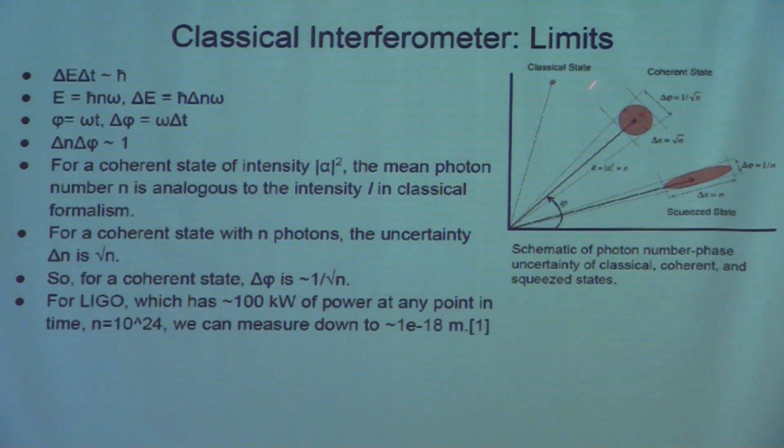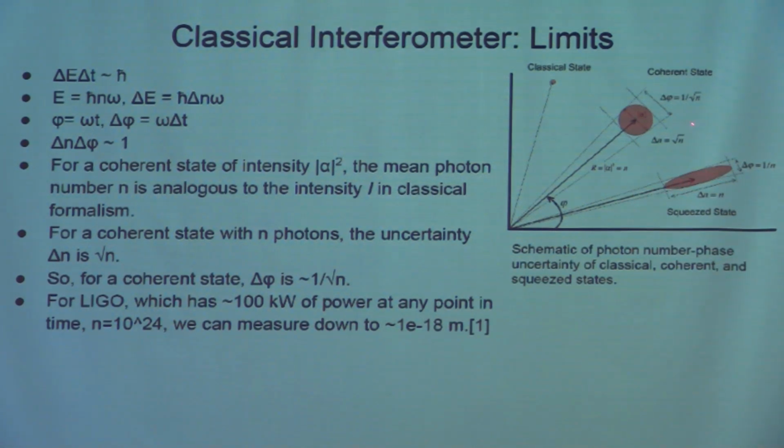For example, here, this is the state. This is the magnitude of the state, which is associated with the intensity, the number of photons. And this one is the phase. This vector is rotating, so the position of the vector is associated with the phase. Magnitude and phase. Phase is perpendicular, magnitude is the size of this. So squeezing in this particular case, you're squeezing in the phase and unsqueezing in the number of photons.